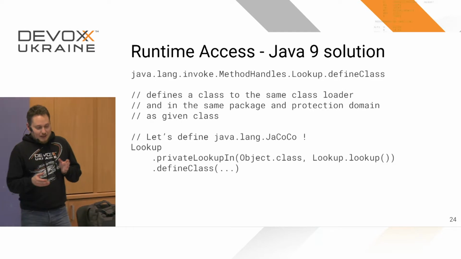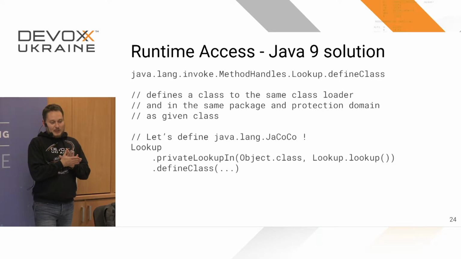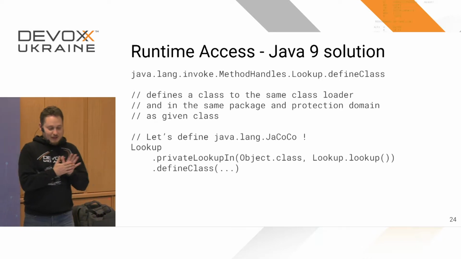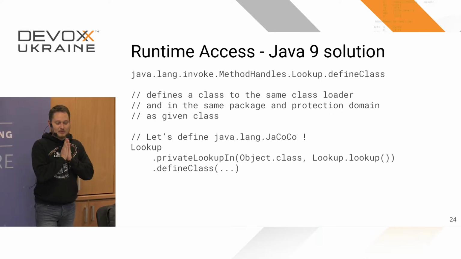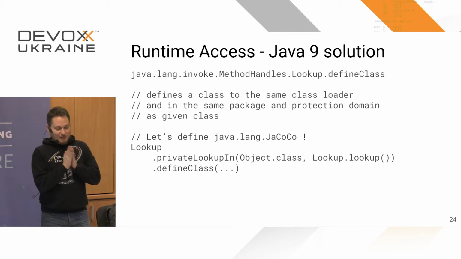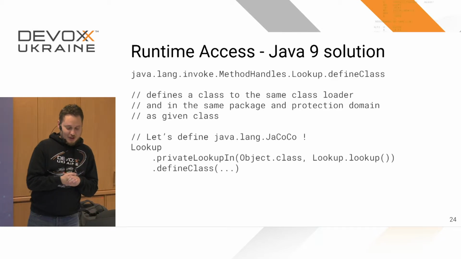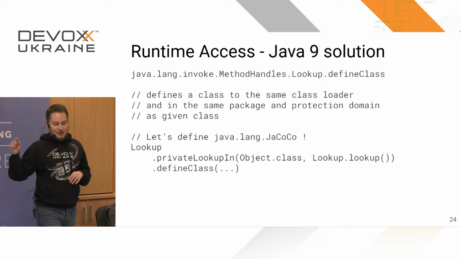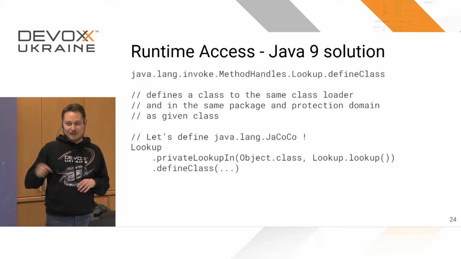So let's continue. In Java 9, we can do better. We can do way better, because in Java 9, there is java.lang.invoke.MethodHandles.Lookup.defineClass. This one allows us to actually go into the java.lang package and define a new class here without modifying an existing one.